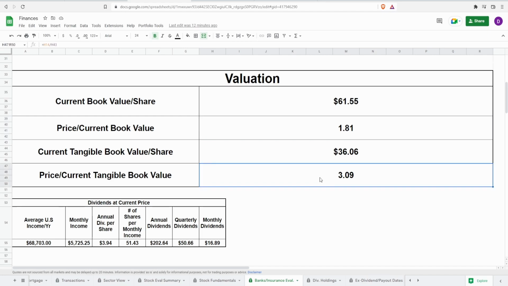And when it comes to their tangible book value, this ratio comes up even higher, to 3.09. So as it stands, this is fairly expensive just based off of the book values. However, just because this is essentially telling me that this right now isn't a pretty good buy doesn't necessarily mean that you shouldn't buy it, right?